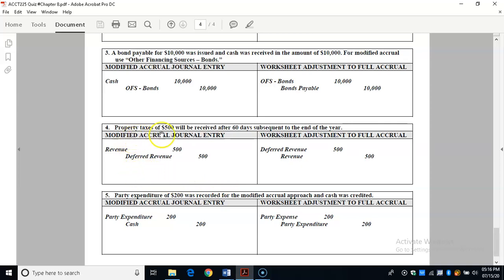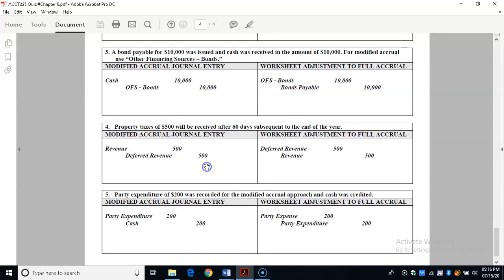Okay, here it says property taxes of $500 will be received 60 days after the year end. Okay, so remember, modified accrual means that property tax revenue is only property tax revenue if you collect it this year or within 60 days after the end of the year. So this money is collected after 60 days, so it shouldn't be revenue. So we debit revenue because it's not revenue. We want to make revenue go down. And you credit deferred revenue, right? It's basically the revenue is deferred until later. This is a special entry that you make for modified accrual.